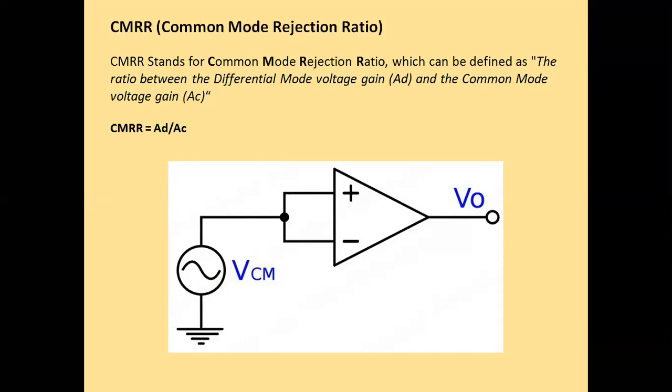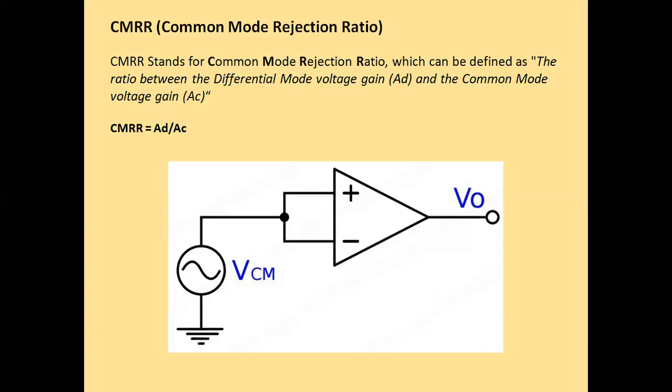Once again I will repeat, differential mode voltage gain means, as you know, in an operational amplifier we have two inputs, non-inverting input and inverting input. To the non-inverting input if we are applying one signal, and to the inverting input we are applying another signal, then the output we will get is nothing but the differential mode voltage gain represented by AD. Now coming to the term common mode voltage gain.